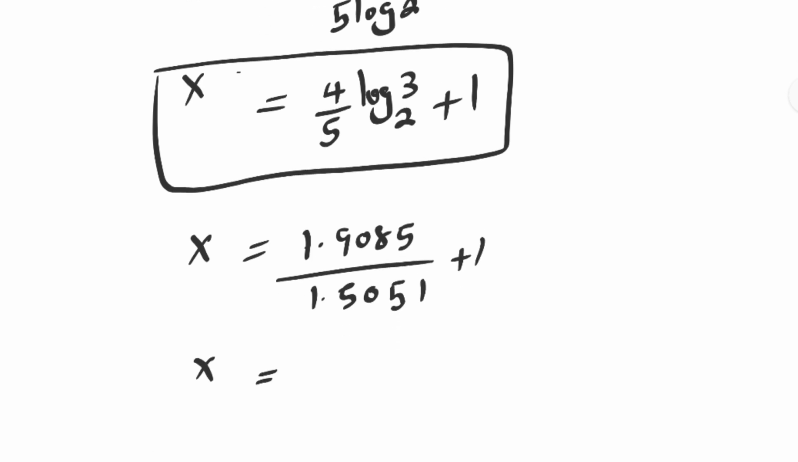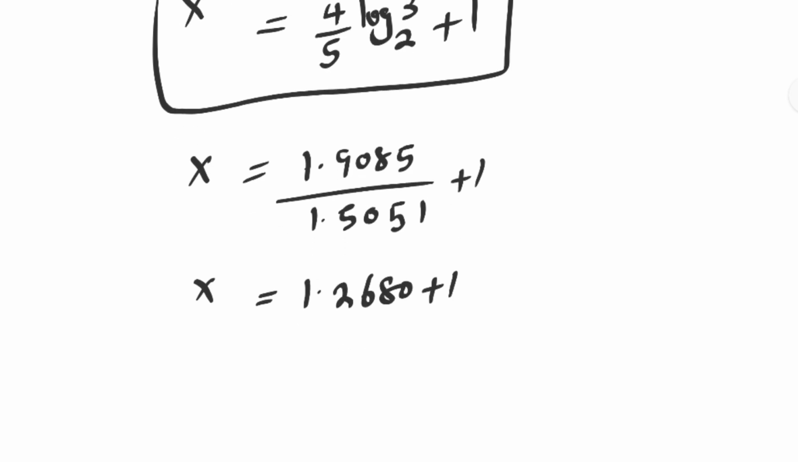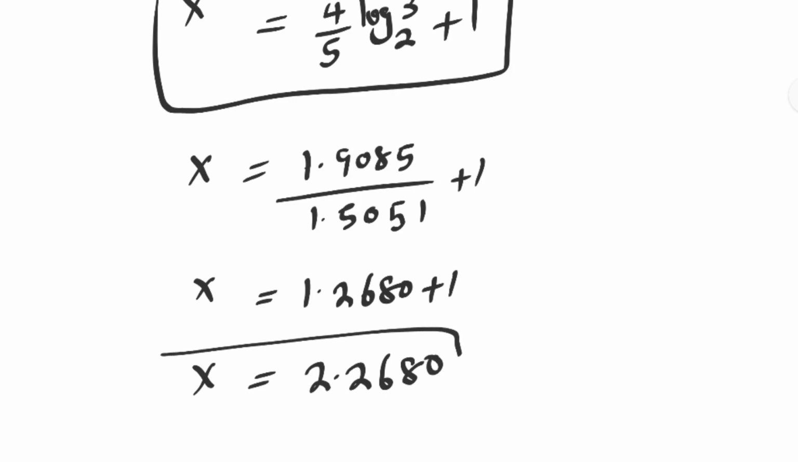x is equal to 1.9085 divided by 1.5051. This is 1.2680 plus 1. Then x is equal to 2.2680. This is the value of x.